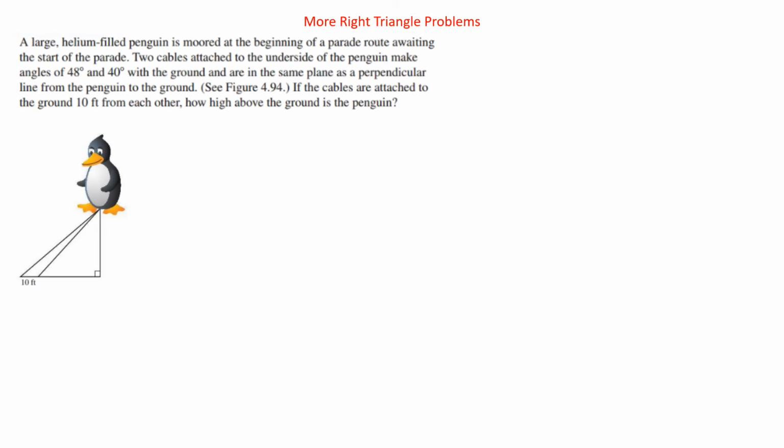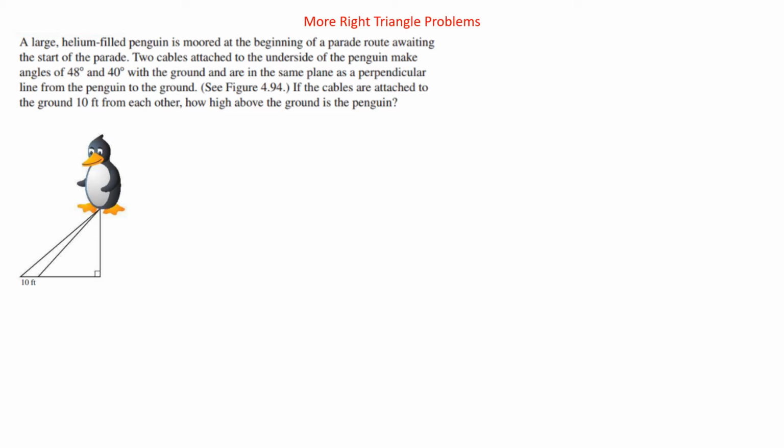A similar looking problem: we have a large helium-filled penguin, because why not be a penguin, moored at the beginning of a parade route awaiting the start of a parade. Two cables attached to the underside of the penguin make angles of 48 degrees and 40 degrees with the ground and are in the same plane as the perpendicular line from the penguin to the ground. So you can cut it and they actually look like a two-dimensional thing like this. They're not in 3 dimensions. If the cables are attached to the ground 10 feet from each other, how high above the ground is the penguin?